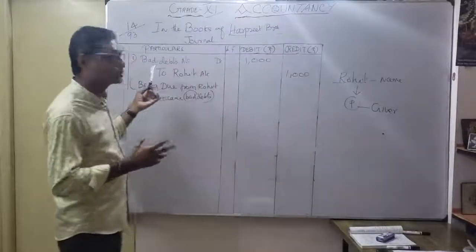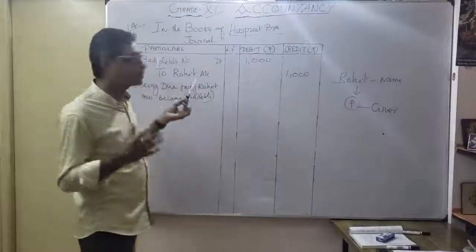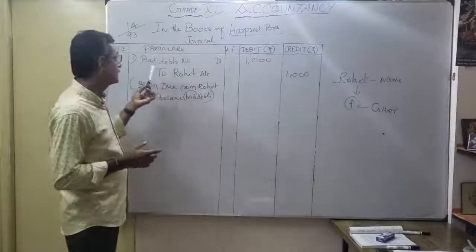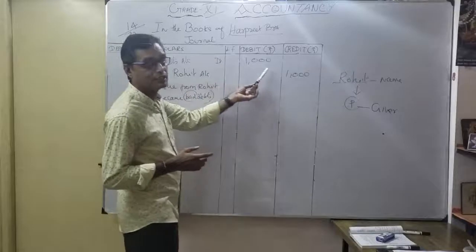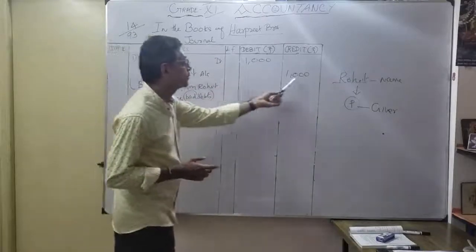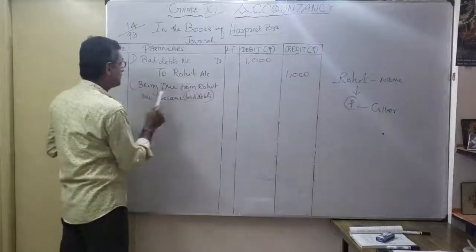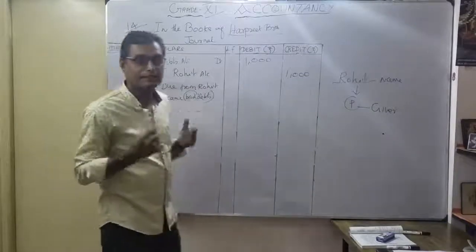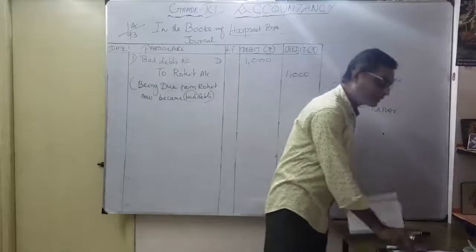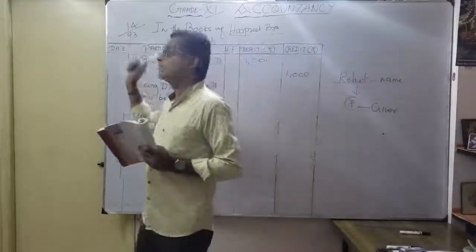That's why I have shown the first entry. 1,000 rupees due from Rohit. How to enter the journal entry? See, bad debts account debit 1,000 to Rohit account 1,000. Credit line is very important. Narration: Being due from Rohit, now become bad debts. Okay. That is the first journal entry according to our sum number 14, page number 93.